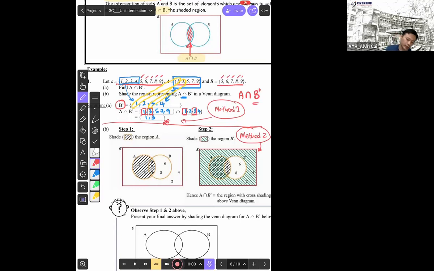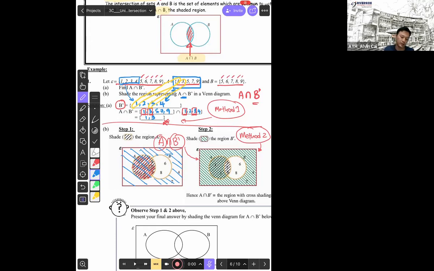So method 2, how do we do it? Remember, we are supposed to find A intersect B complement. So first thing is we're going to shade A. Shade A first. A is over here. Then next, we're going to shade B complement, that's indicated over here. If I use another color, B complement is anything that's outside B. So I will use blue color and another direction. Anything that's outside B, so you cannot go inside the circle.